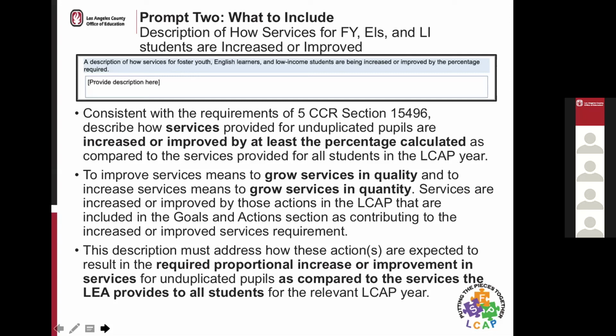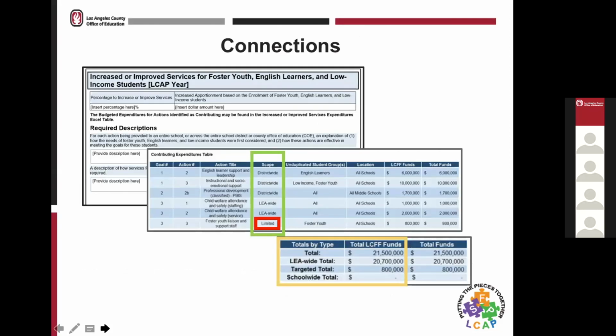And on the next slide, to illustrate this connection and bring this section to a close, you can see the connection to the expenditure tables. You can see where actions identified as contributing in the actions section of the template have additional information in the expenditure table, which indicates if the action is district-wide, school-wide, the specific location of the action, and the unduplicated pupil group that is receiving an increase in service or an improvement in service. And this information must all align to the two descriptions in the increased or improved services section.